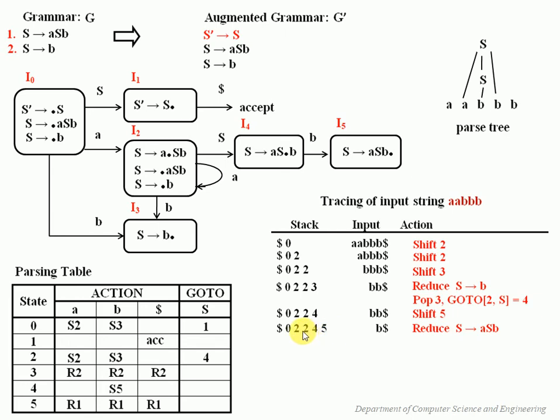Now how many symbols are there on the right side? 3. So 3 states have to be popped off the stack, that is 5, 4 and 2, and after removing them, the new top will be 2. So 2 on S, again it is 4. So after popping 5, 4 and 2, you need to push this 4 onto the stack, that is 0, 2 and 4.